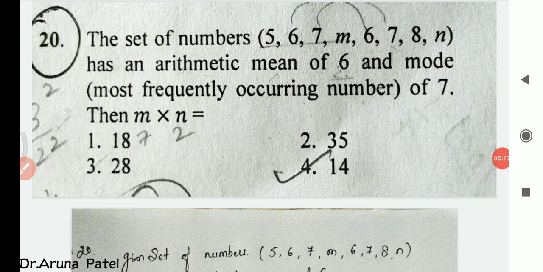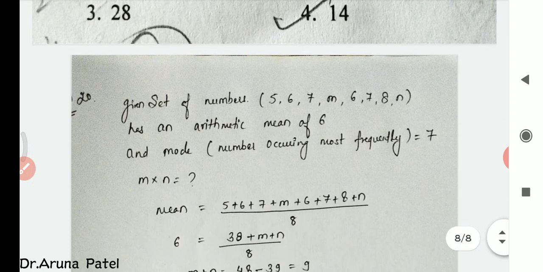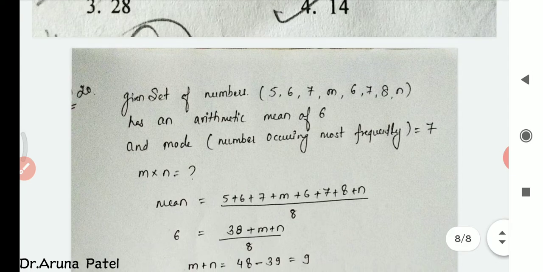Now this is question number 20 of set C. The question is: the set of numbers 5, 6, 7, M, 6, 7, 8 and N has an arithmetic mean of 6 and mode, the most frequently occurring number, is 7, then M cross N is equal to what? So now see the solution. Given set of numbers 5, 6, 7, M, 6, 7, 8 and N. So here M and N are missing. These are the two numbers and you have to find the product of these numbers.